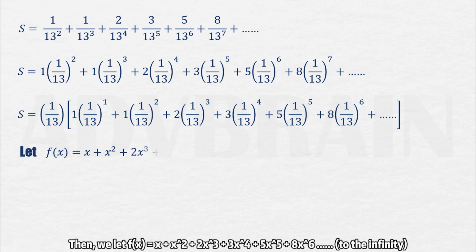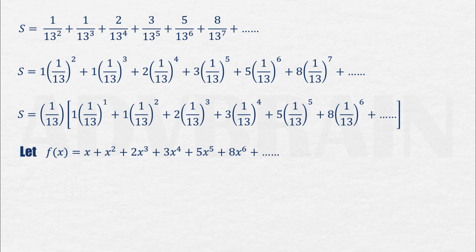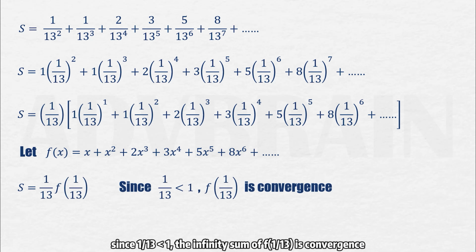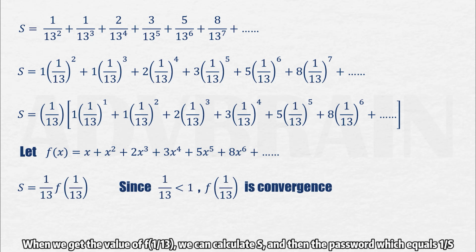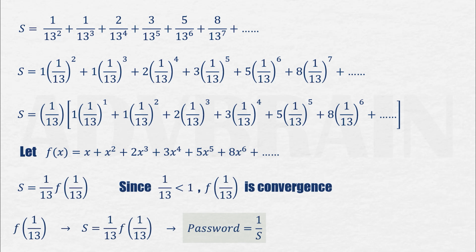Then, we let f of x equal x, plus x squared, plus 2x cubed, plus 3x to the 4th, plus 5x to the 5th, plus 8x to the 6th, and so on, to infinity. Therefore, S equals 1 over 13 times f of 1 over 13. Since 1 over 13 is less than 1, the infinite sum f of 1 over 13 converges. When we get the value of f of 1 over 13, we can calculate S, and then the password, which equals 1 over S.